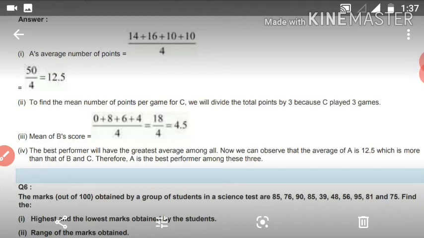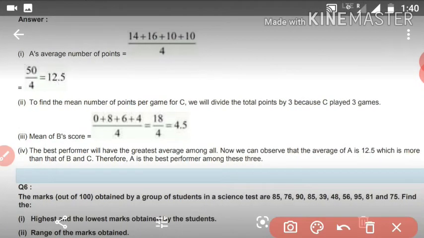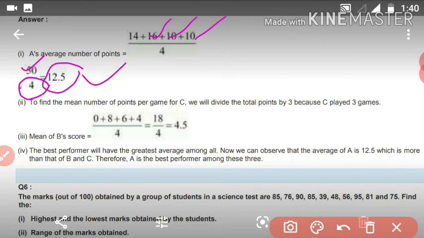For question 1, A's average number of points was asked, isn't it? So the score of game 1 is 14, game 2 is 16, then 10, again 10. So you have to do the sum. 14 plus 16 plus 10 plus 10 is how much? 50, isn't it? Now 50 divided by the total number of games. How many games were there? 4. So 50 divided by 4, you will get 12.5. So 12.5 is your answer.